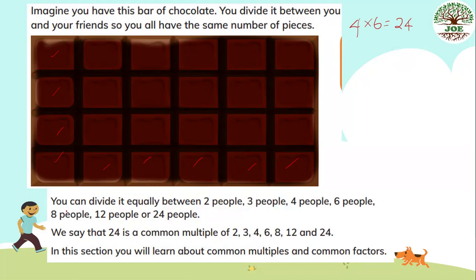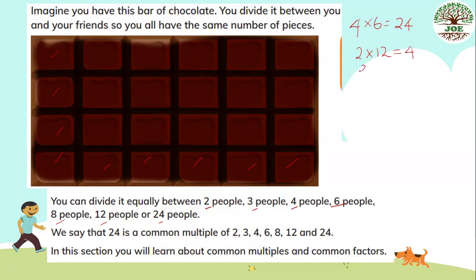Okay, so you can divide it equally between 2 people, 3 people, 4 people, 6 people, 8 people, 12 people, or 24 people. So how can we get these numbers? They are factors of 24. Okay, what about 2 people? 2 times 12 is 24.